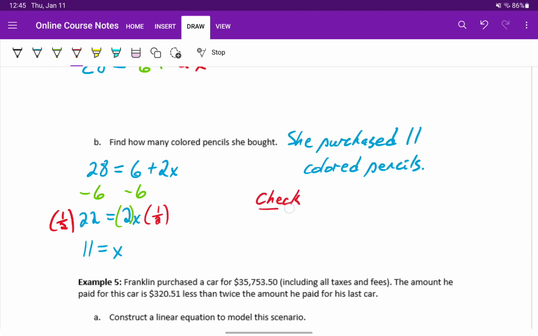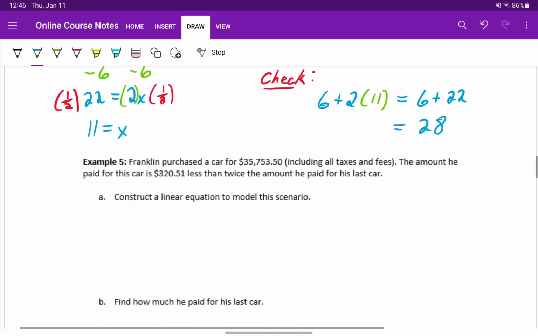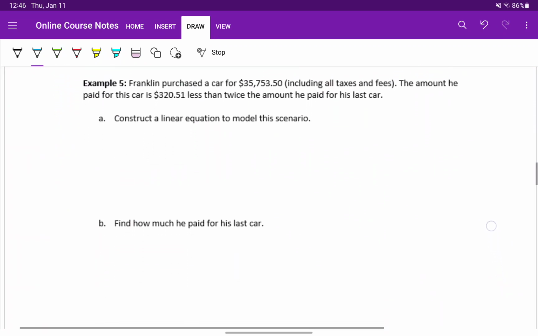Just like we did with the previous problems, we can check this result by evaluating 6 plus 2 times 11, which will give us 6 plus 22, or 28. So with that solution of x equals 11, our solution checks out with that equation, and we know we've got the right answer.